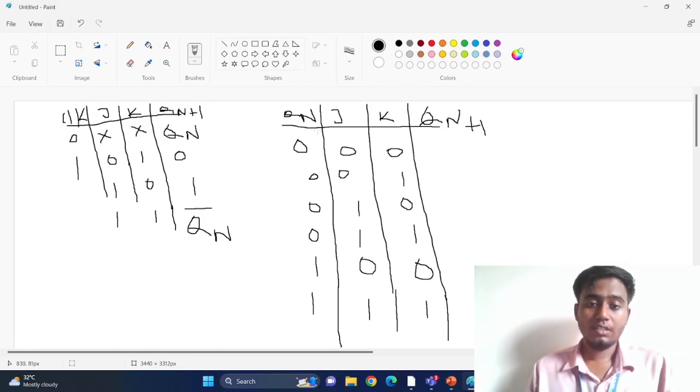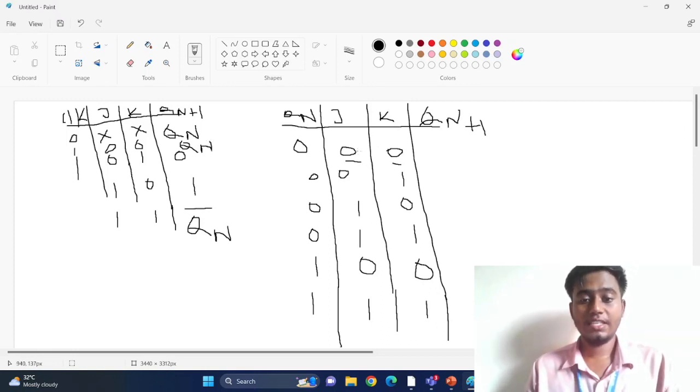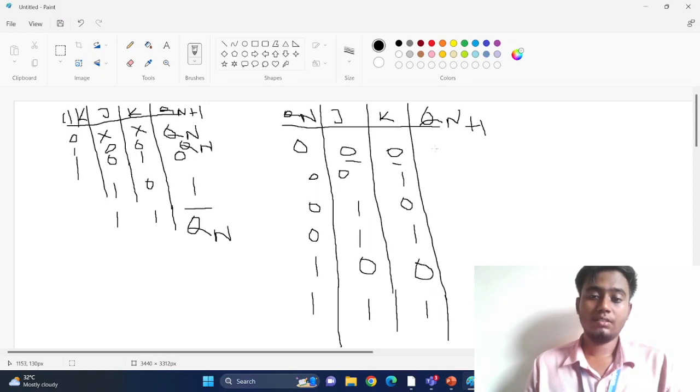Okay, so here when J is 0 and K is 0, we already know from the excitation table, okay, we didn't fill up this. For 1 0 0, the next state remains the same, Q1. So when J is 0 and K is 0, this will be 0, because it remains the same. That's why Q1 plus will remain the same. Now when we put 0 and 1, what will happen? From the excitation table it will go to reset, so it's 0. From 1 0 it will be 1, from 1 1 it will go to toggle mode.